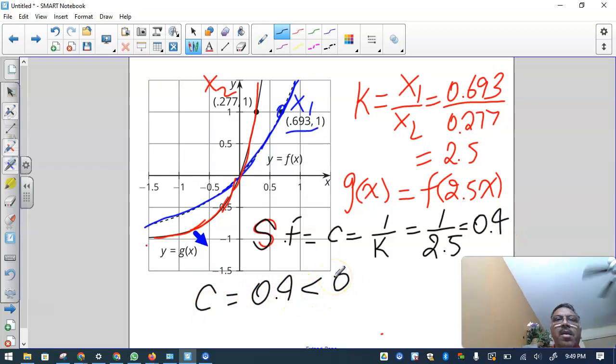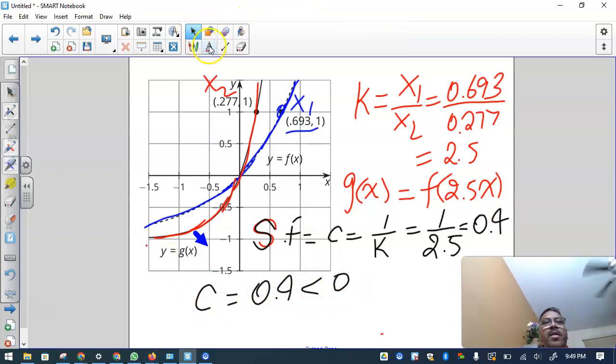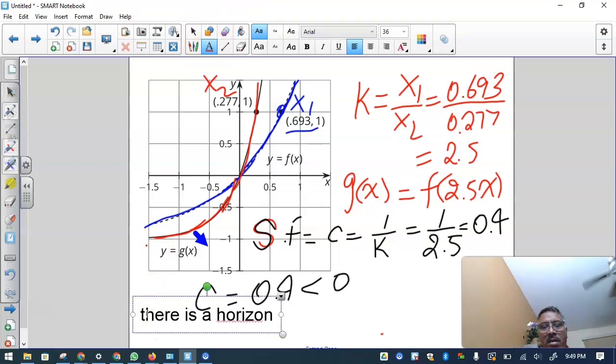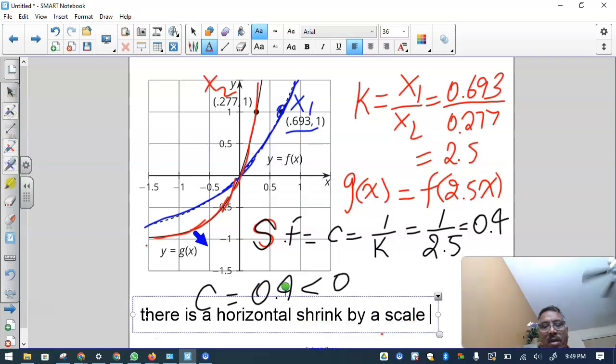So there is a horizontal stretch by scale factor of... so here I can write, so there is a horizontal shrink by a scale factor of 0.4. So that's it.